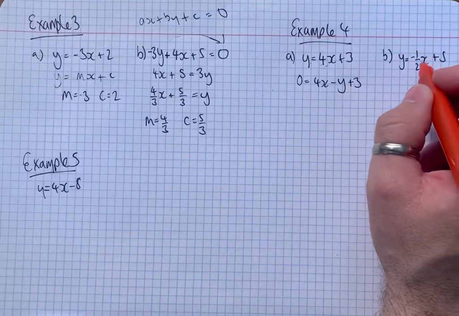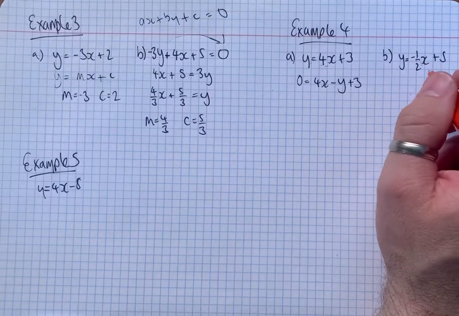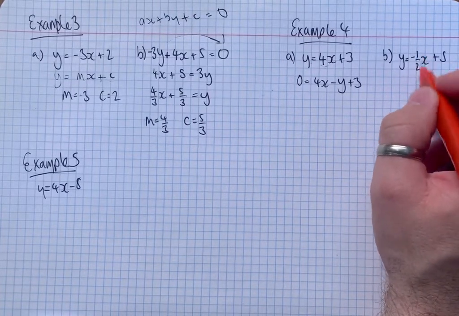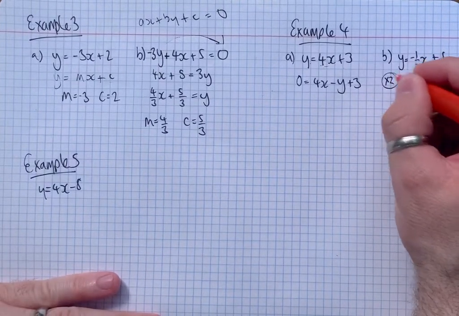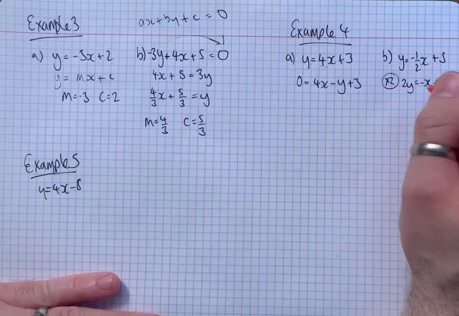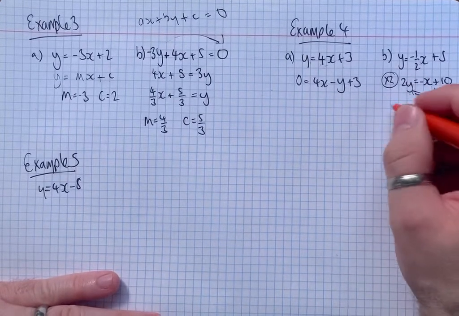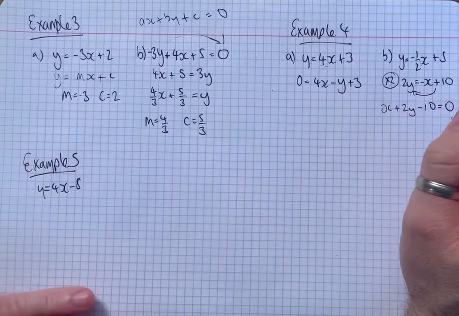B. This time we're going to move both of these over to this side, and that way x will be positive. Now, very often you'll also be told a, b and c are integers, so we don't really want this fraction here. So before we do anything else, I'm going to double everything and make it 2y equals minus x plus 10. Remember to double every single thing, and now both of them are going to move over, giving me x plus 2y minus 10 equals 0.